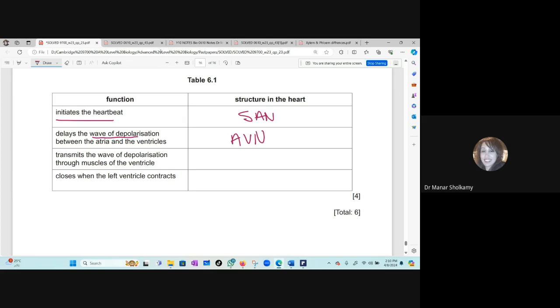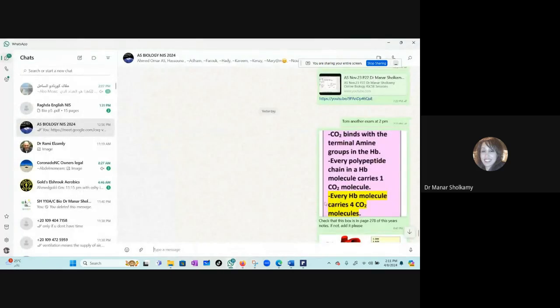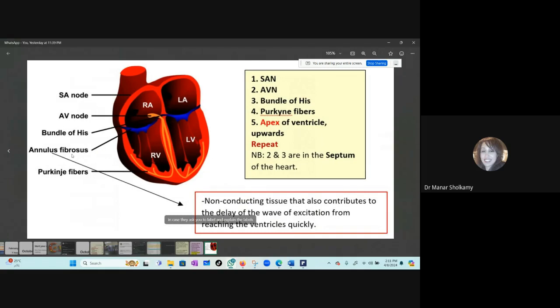Now, when I looked at the mark scheme, they said something here very strange: atrioventricular node and non-conducting tissue. This non-conducting tissue is called annulus fibrosus, which is in one of the pictures in your notes that I showed to you. It is non-conducting tissue found between the atria and the ventricles, and it also contributes to the delay of the wave of excitation. So the wave of excitation is delayed by the atrioventricular node and this annulus fibrosus.